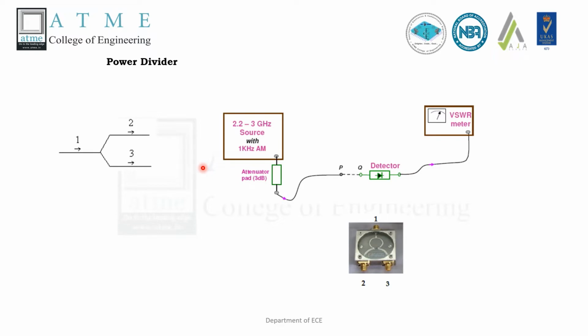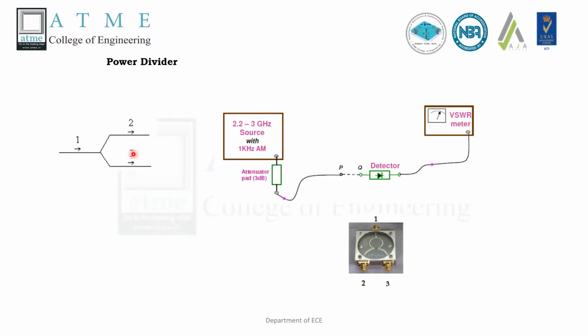This is the setup of the power divider. A power divider is a 3-port device with one input port and 2 output ports. The function of a power division network is to divide the input power into 2 or more outputs. As an equal split power divider, the power incident at port 1 gets divided equally between ports 2 and 3.